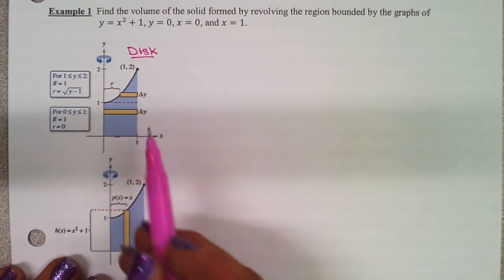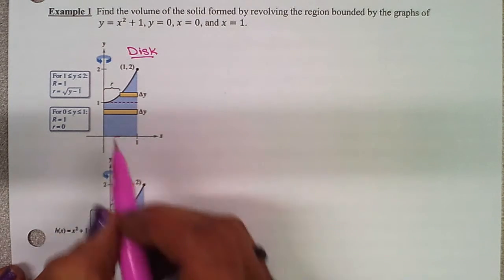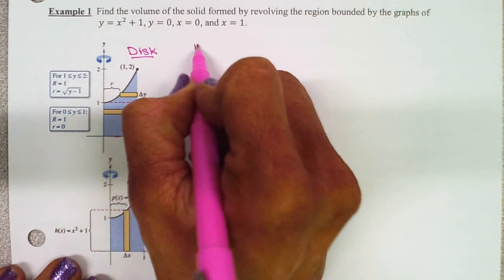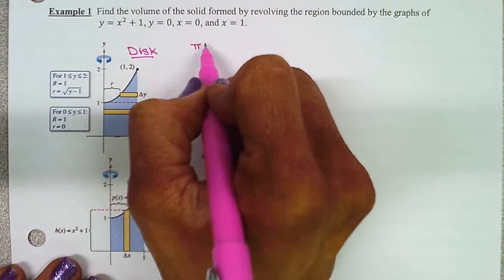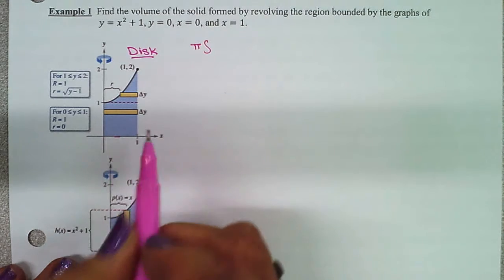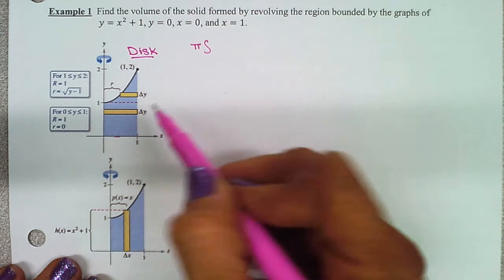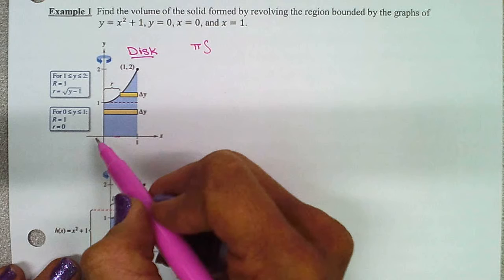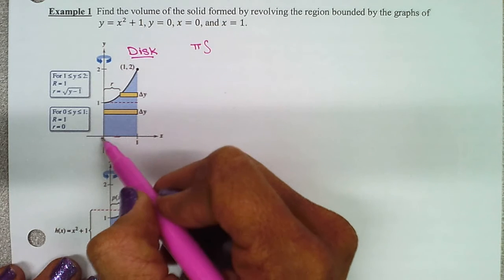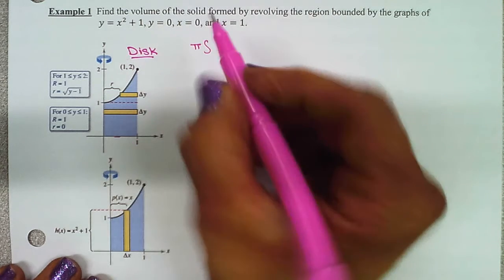All right, so if we start with just this bottom one here, we know that we're going to have a pi. Because we are in terms of y measuring out from the y-axis, we're going to need to do our integral along y. So we're going from 0 to 1.